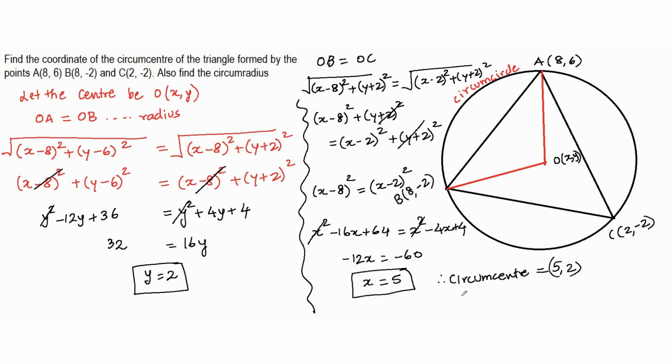I can now find the circumradius. So for circumradius, I just need to find the radius of this circle. The center is (5, 2), and therefore the circumradius is under root of (5 minus 2) the whole square plus (2 minus of minus 2, that is 2 plus 2) the whole square, that is root of 3 square plus 4 square, which is equal to 5 units. Therefore the circumcenter is (5, 2) and the circumradius is going to be 5 units, right? This is how I can solve this particular question. Again, pausing for a minute before taking up the next one.